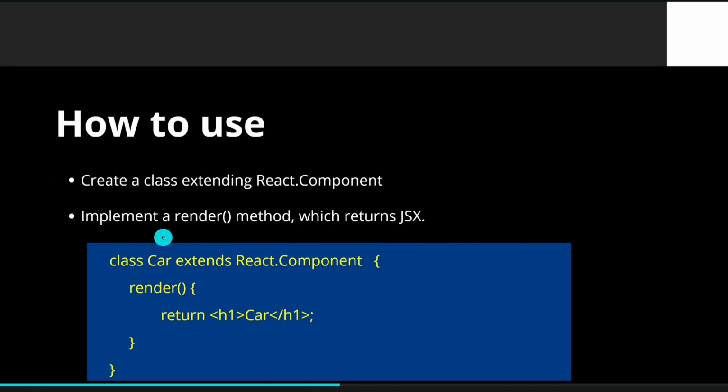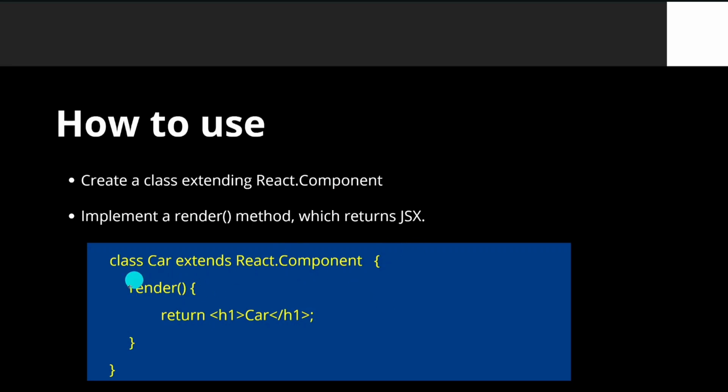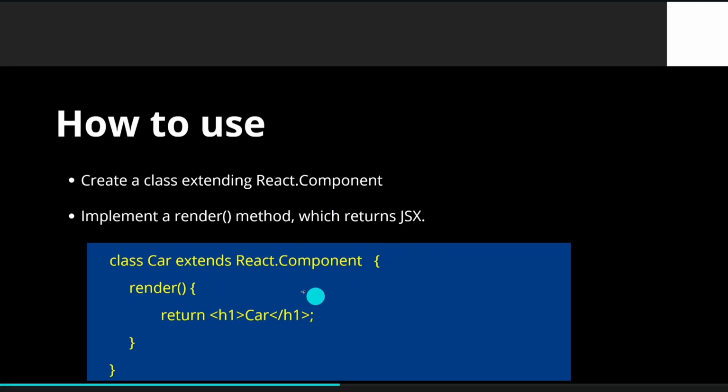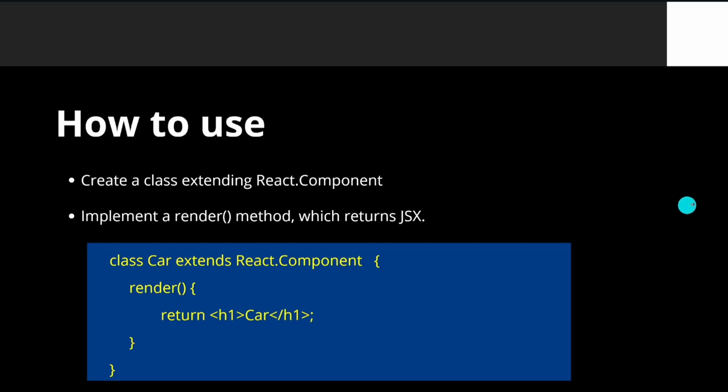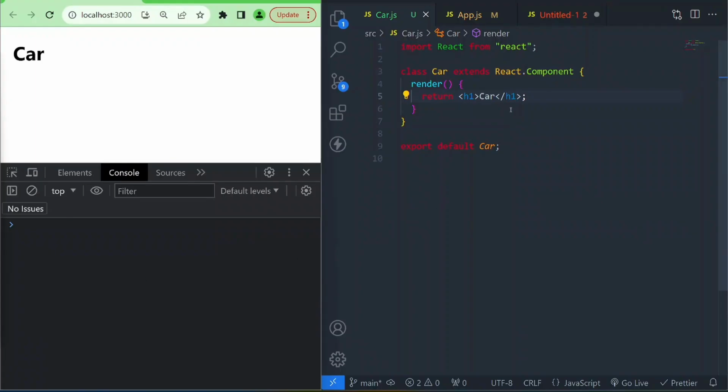So here we have a class named Car which extends React.Component, and we have implemented a render method which returns JSX. So the render method is mandatory to implement. There are a lot of other methods, but those are optional. Now let's see some examples.